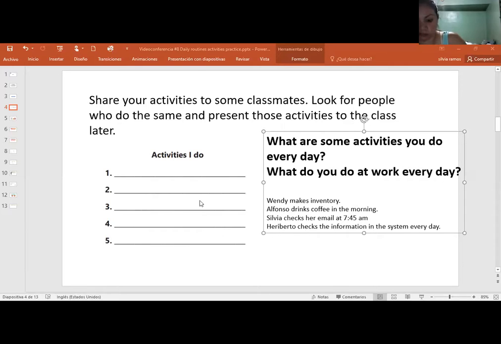Cuando Brenda le diga, I keep track of financial accounts of companies, usted lo escribe, right? But you're going to write, Brenda keeps track of financial accounts of companies, right? Of clients. Usted lo va a escribir en third person singular, right? That's what we're going to do at this moment. Is that clear what we're going to do?